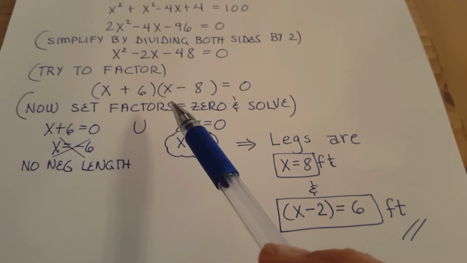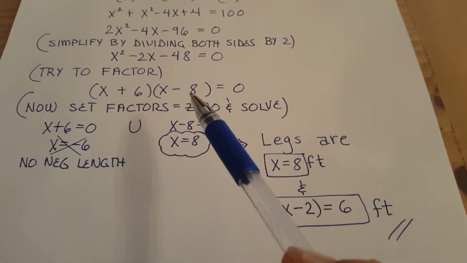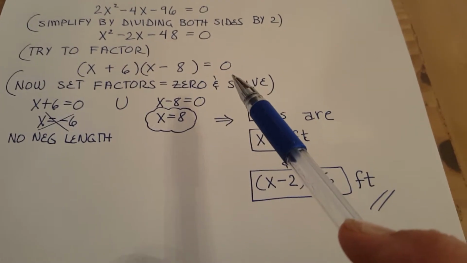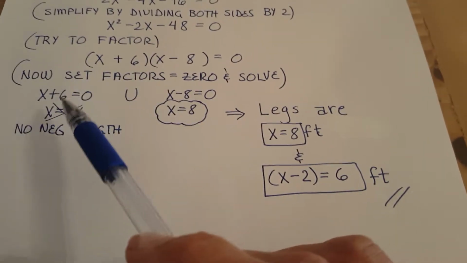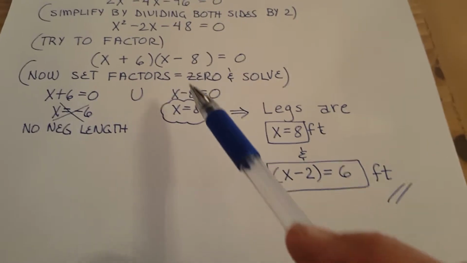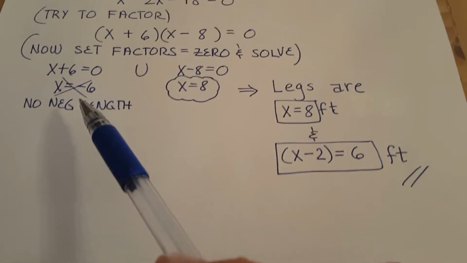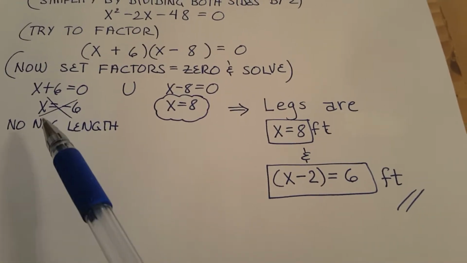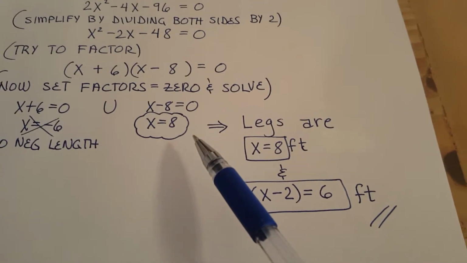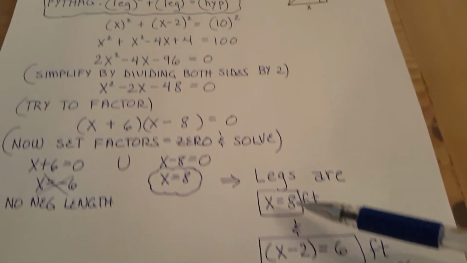Now, I just factored by guessing. This was an easy one. (X plus 6) times (X minus 8) equals 0. And now we set each of our factors equal to 0 with the union symbol in between, and we solve. This one gave us a negative answer, which is unacceptable because we're measuring a distance. This one gave us a positive answer. That's a good answer.